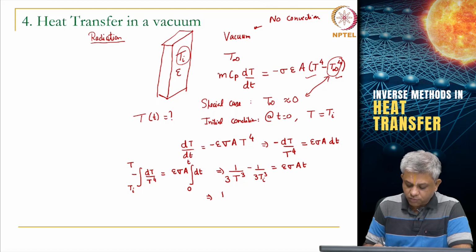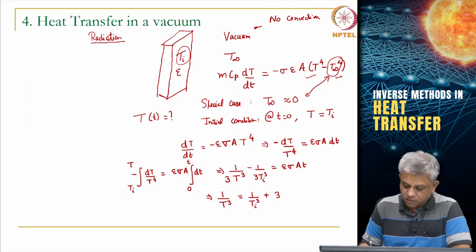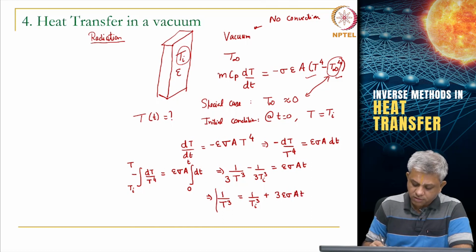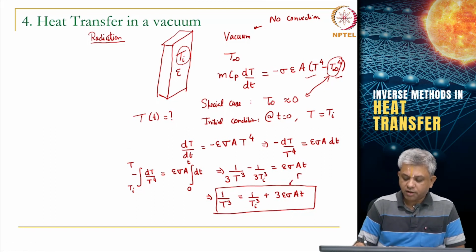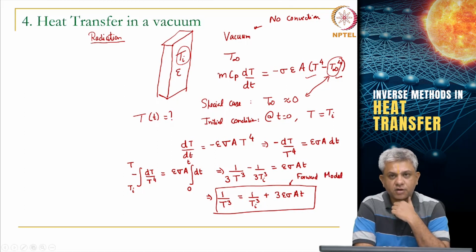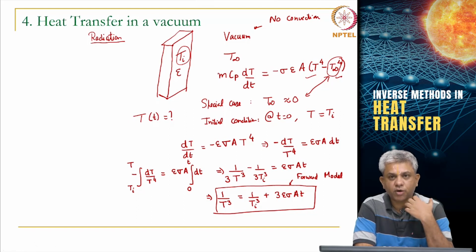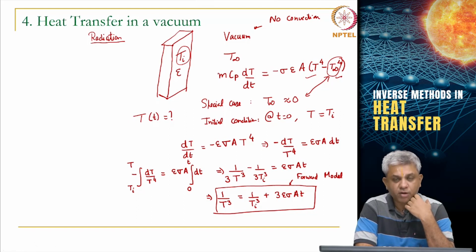So, this gives you 1 over T cube equal to 1 over Ti cube plus 3 epsilon sigma A t. This is how the temperature varies with time, and this would be the appropriate forward model for the heat transfer in a vacuum with a pure radiative loss problem.